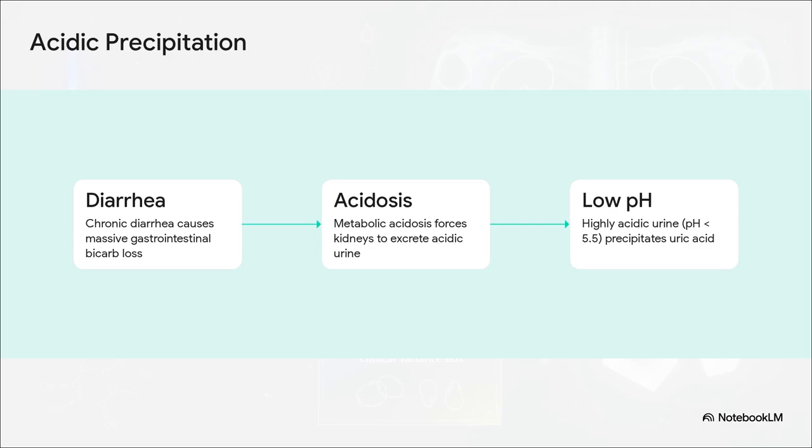Let's exhaustively map out exactly how these phantoms form. The absolute required environment for a uric acid stone is highly acidic urine, requiring a pH below 5.5. Now, while gout and massive cell turnover from something like leukemia are classic triggers, the real high-yield systemic trigger here is chronic diarrhea. Severe diarrhea drives a massive gastrointestinal loss of bicarbonate. That resulting metabolic acidosis forces the kidneys to excrete highly acidic urine, which ultimately precipitates these invisible stones.